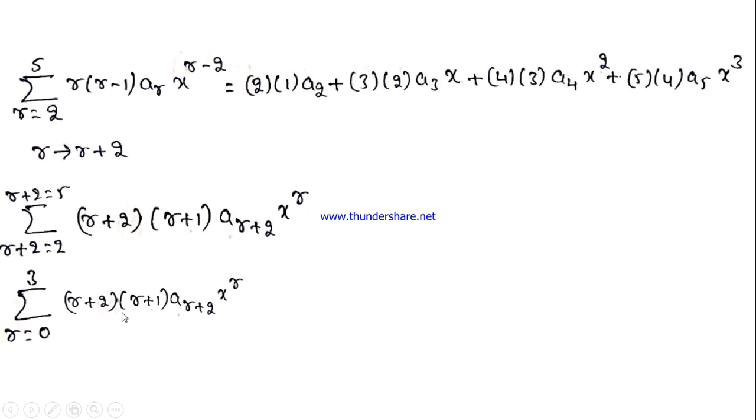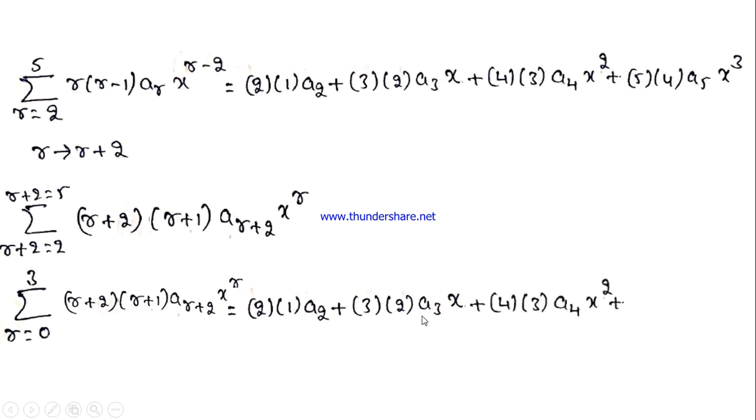If I put r equal to 0 in this, this becomes 2 into 1 into a2. This is our first term. Put r equal to 1, 2 plus 1 and 1 plus 1, that is 3 into 2 into a3 x power 1. You can note this term. We put r equal to 2, so we can note 2 plus 2, 2 plus 1, a 2 plus 2 x power 2. And if you put r equal to 3, we have this expression. You can note that these two are exactly the same.